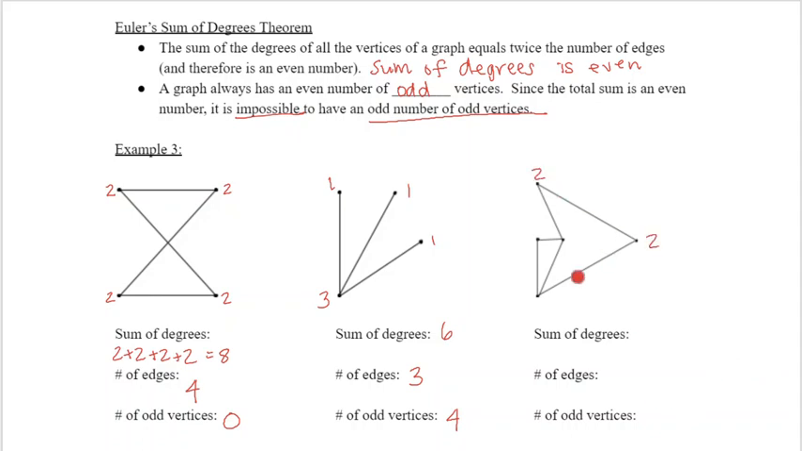Then the third graph here, we have 2 plus 2 plus 3 plus 2 plus 3, which is 12. Our number of edges is 1, 2, 3, 4, 5, 6. And we have 2 odd vertices. So all of these things follow from Euler's sum of degrees theorem. The sum of the degrees is twice the number of edges, and we have an even number of odd vertices.